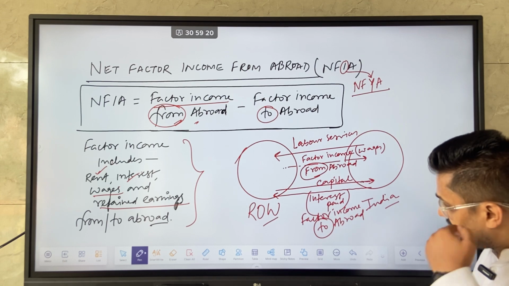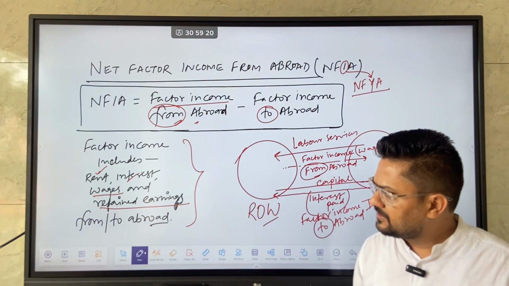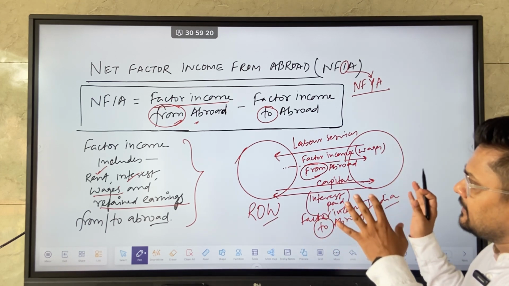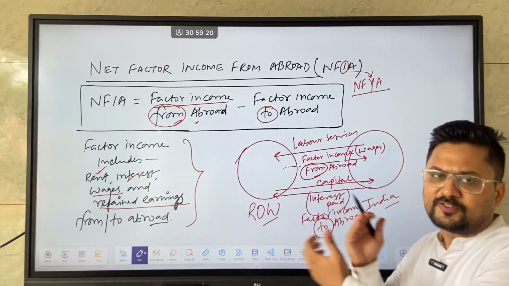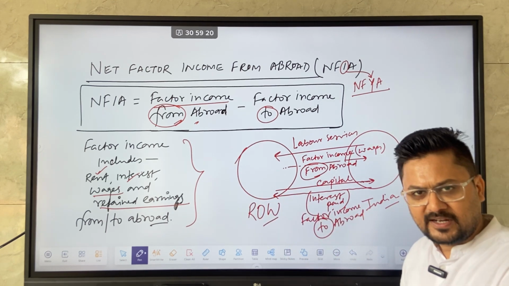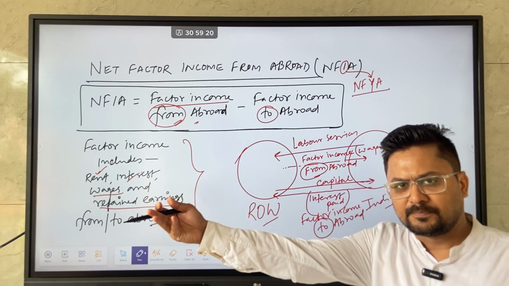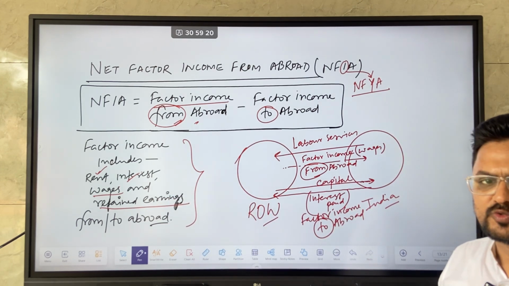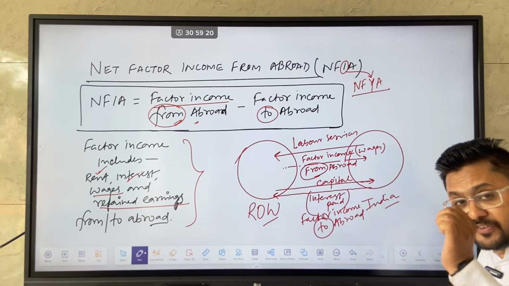Similarly, there are other factors. It can be retained earnings, it can be rent, and other such factors. So when we have this inflow and outflow of factor services, the payments are made. It is always factor income from abroad minus factor income to abroad. So this is NFIA. Now, the role of NFIA is very important.